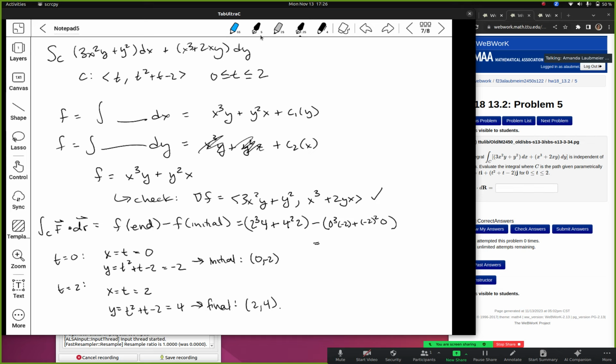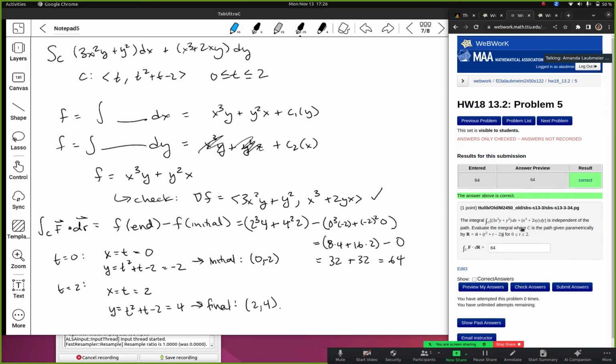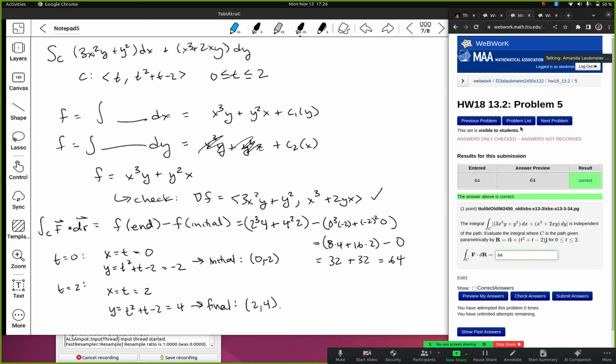So 2 times 2 is 4, times 2 is 8, times 4 is 32, and 4 squared is 16, times 2 is 32. Minus that whole thing, which is 0. So that's 32 plus 32, which is 64. So I think my answer is 64. And we're going to see if I was able to do arithmetic. I was. The answer is correct.